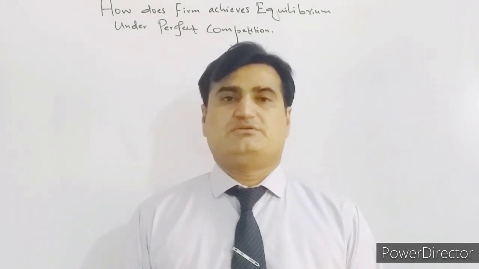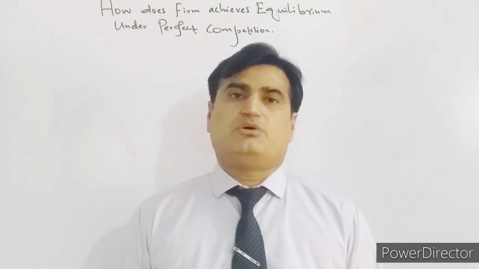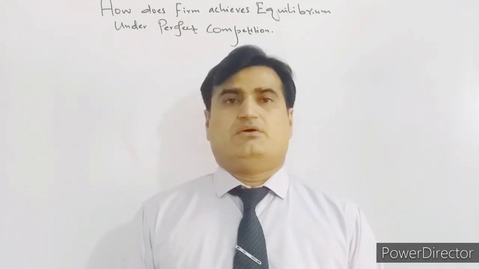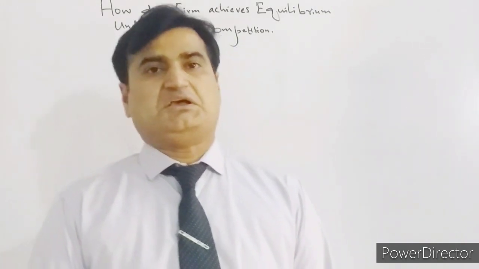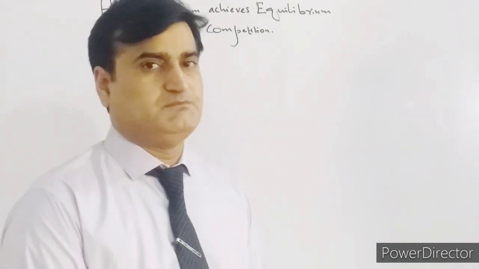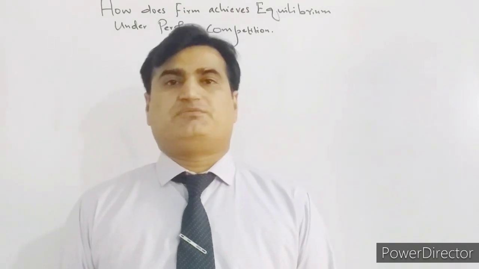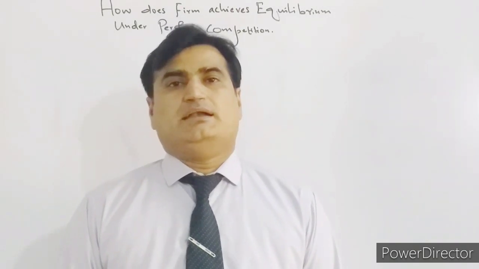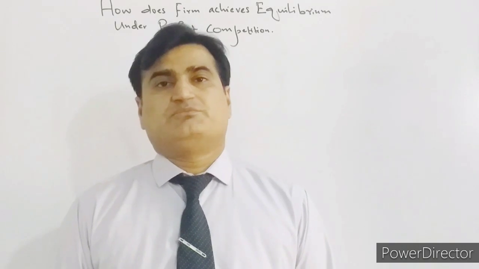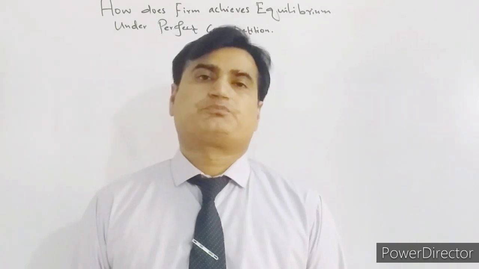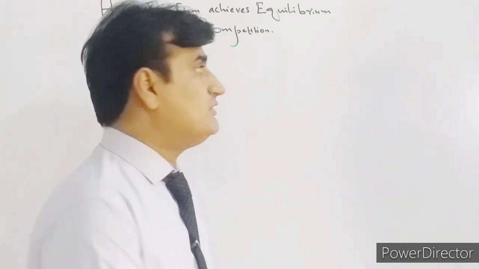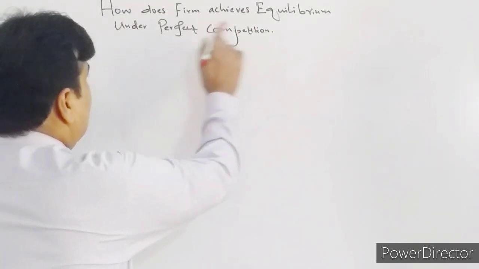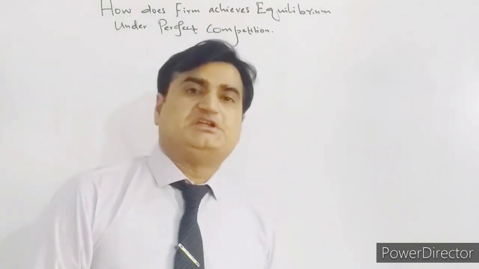This video is for postgraduate students, MA Economics and BCom, and all levels of students who would like to learn how a firm achieves equilibrium under perfect competition. This topic belongs to chapter number 15 for BCom, and it is also from chapter number 9 of microeconomics for MA classes. So we will discuss how a firm achieves equilibrium under perfect competition.